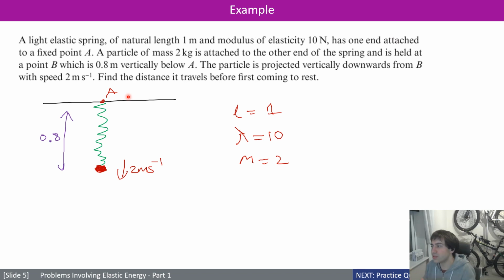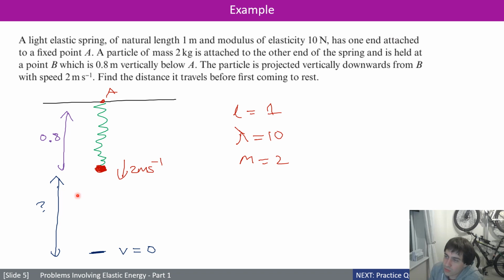So what this means is, for this particular problem, we're going to take into account the 3 main things, which are potential energy, both gravitational and elastic, and now also kinetic energy as well. So find the distance it travels before coming to rest. We are interested in this mysterious distance here, where it comes to rest here at a velocity equal to 0.